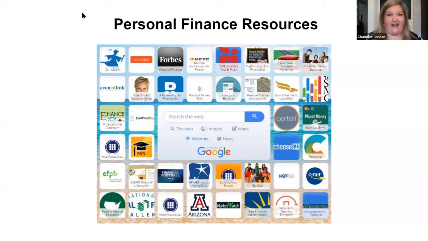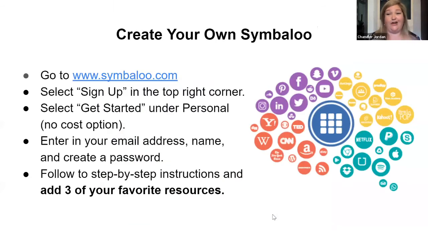Now that you have had a few minutes to experiment with one, I encourage you to try to create your own. Again, the personal accounts are free. There's no cost to them. You can just go to Symbaloo.com and hit the sign up in the top right corner and get started under the personal option. All it's going to ask for is an email address, your name, and a password, or you can sign in with Facebook and Google.